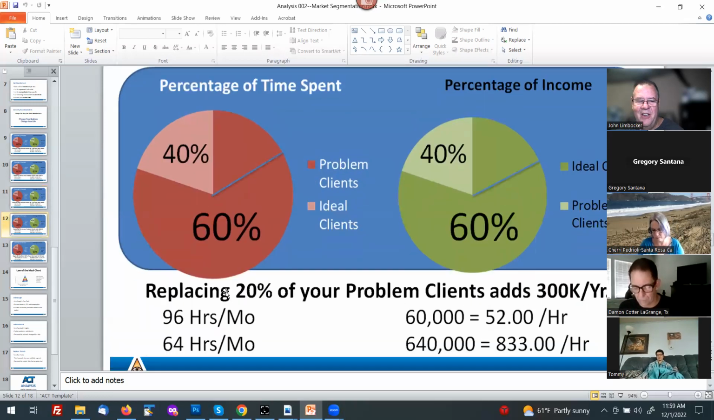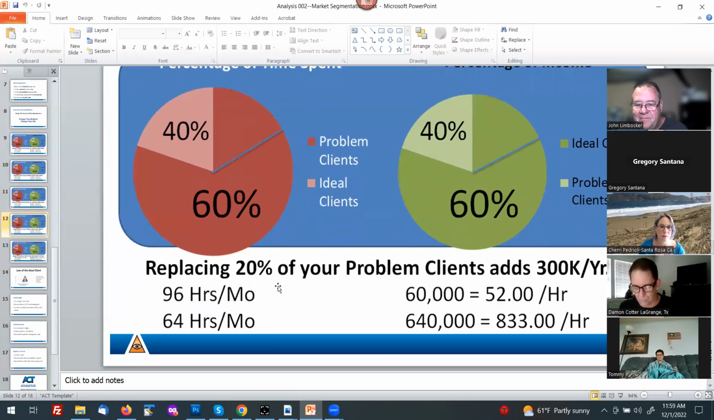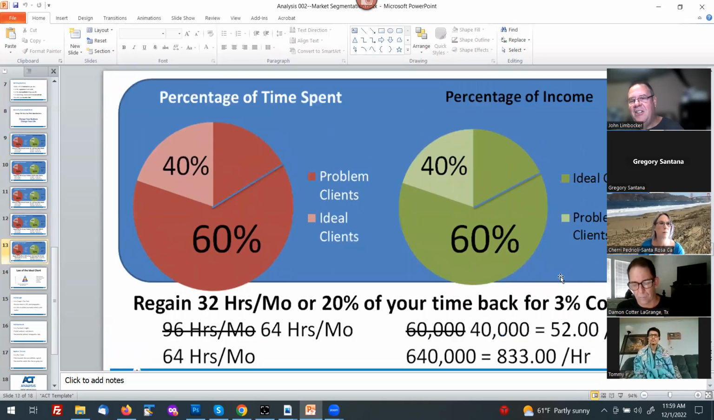Yeah. Here's what happens when you replace 20% of your problem clients. The hours change and you added $300,000 a year. You went from 400,000 to 700,000. It's all scalable. The more you make, the more this factors in. And then I just talked about this.